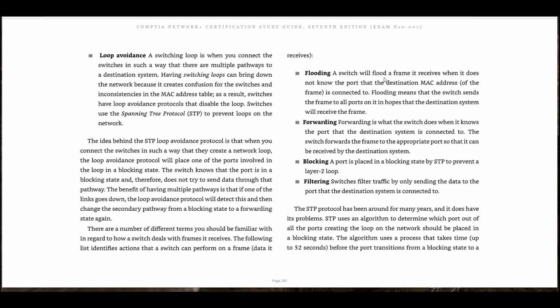Flooding: a switch will flood a frame it receives when it does not know the port that the destination MAC address is connected to. Flooding means that the switch sends the frame to all ports in hopes that it finds the right one. Forwarding is just where it sends it on down the road and hopefully can find the appropriate port. Blocking: a port is placed in a blocking state by STP to prevent a layer 2 loop. And filtering: switches filter traffic by only sending the data to the port that the destination system is connected to.